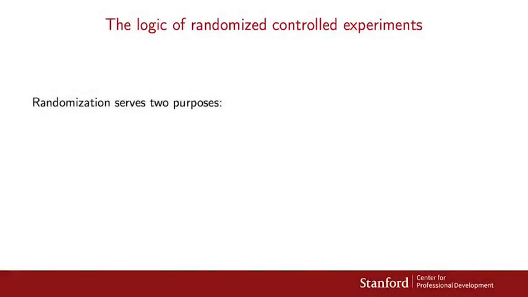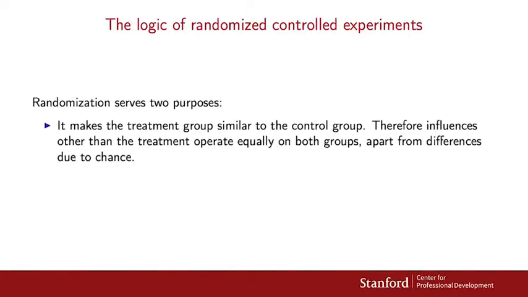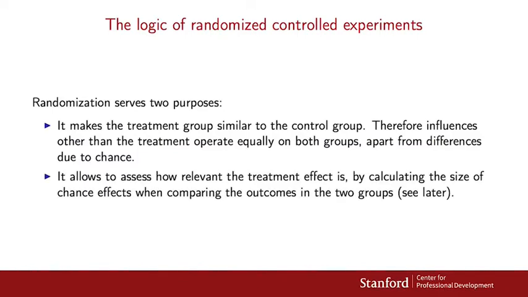Remember that a good experiment requires that the subjects are assigned to treatment or control by a random process. The idea is that any confounders operate equally on both groups. Of course, since we are using a random assignment, there's a chance that one confounder is more prevalent in one group than the other. But here's the second key point. Because we use a random assignment, we can actually calculate the size of these chance effects when we evaluate the outcome of the experiment. We will see later how to do that.